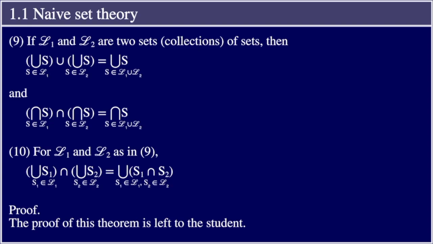10. For L1 and L2, as in 9, the union of all sets in L1 intersected with the union of all sets in L2 is equal to the union of the intersection of S1 and S2 for all sets S1 in L1 and all sets S2 in L2. Proof: the proof of this theorem is left to the student.